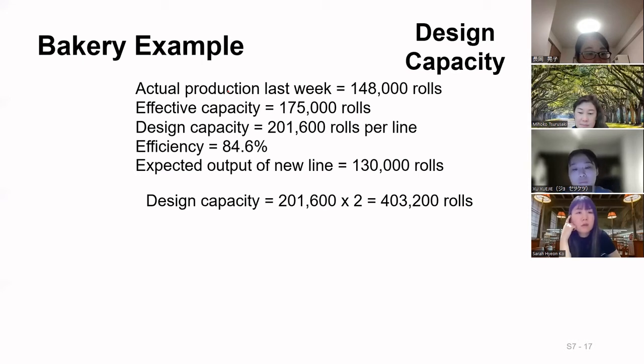So the company, let's think that they have a new line. They introduce a new line. So the design capacity is going to be 403,200, because you add a second production line with the same capacity. That's why you have 200,000 times two. The effective capacity is also going to be double, 175,000 times two, because you have two production lines.